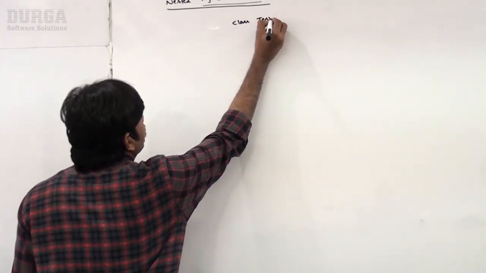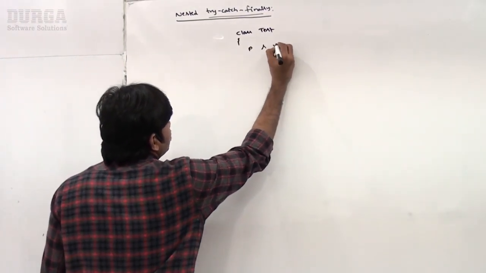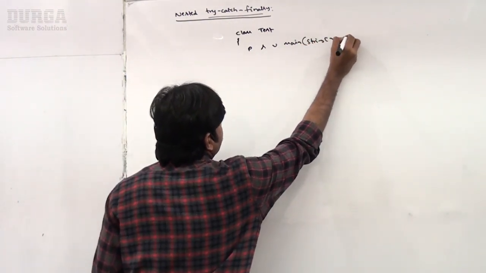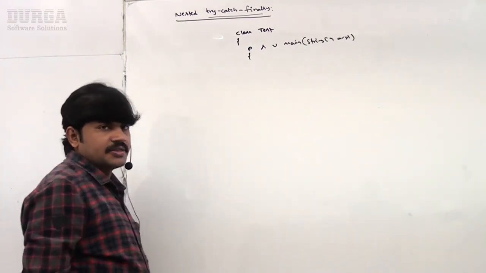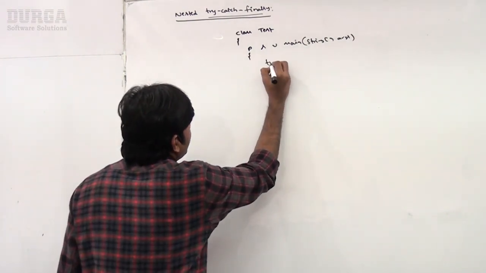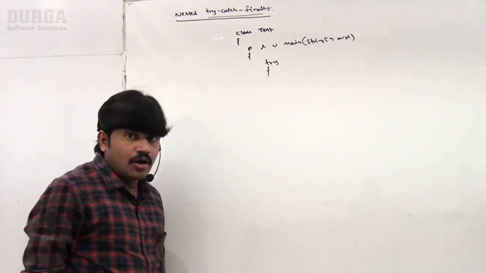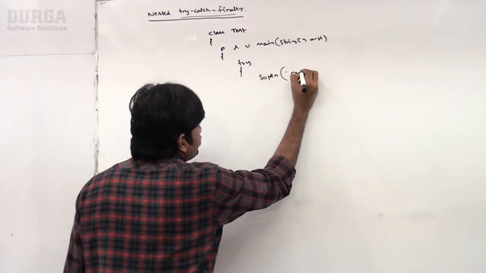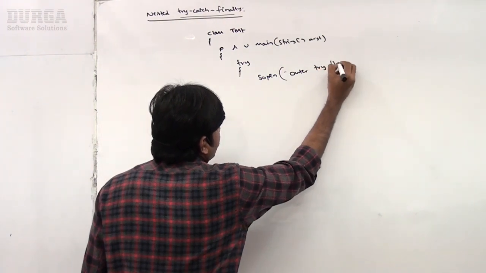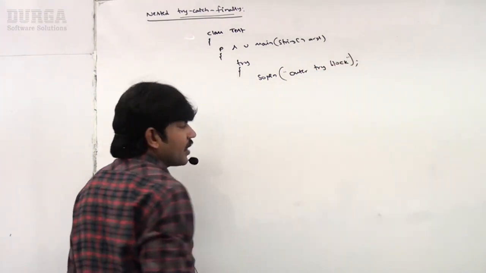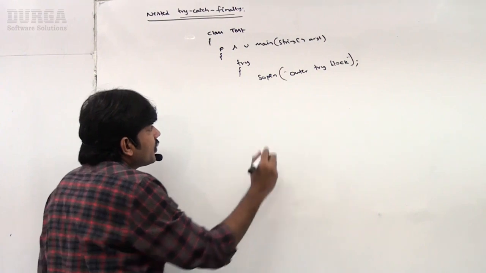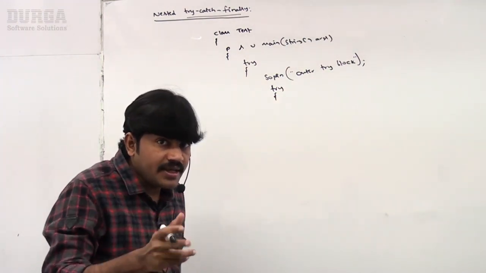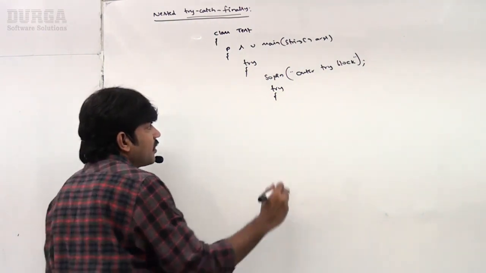Class Test, public static void main, String array args. Here I'm taking a try block, the outer try block. System.out.println("outer try block"). Next, inside that I want to take another try block. Yes friends, possible or not? Yes, try inside try is acceptable, so I'm taking a try block.